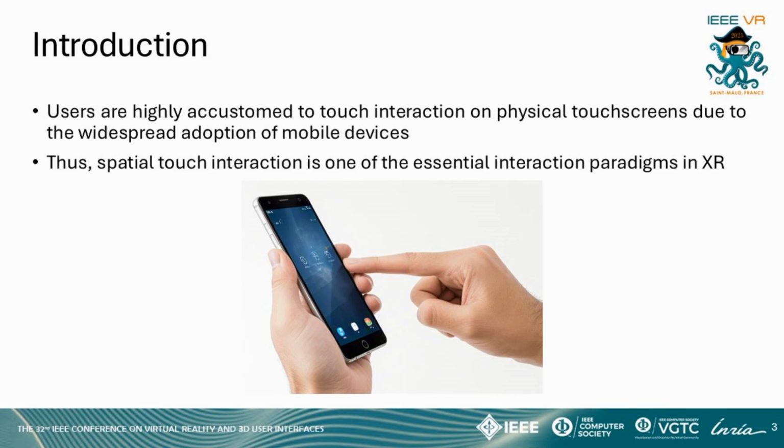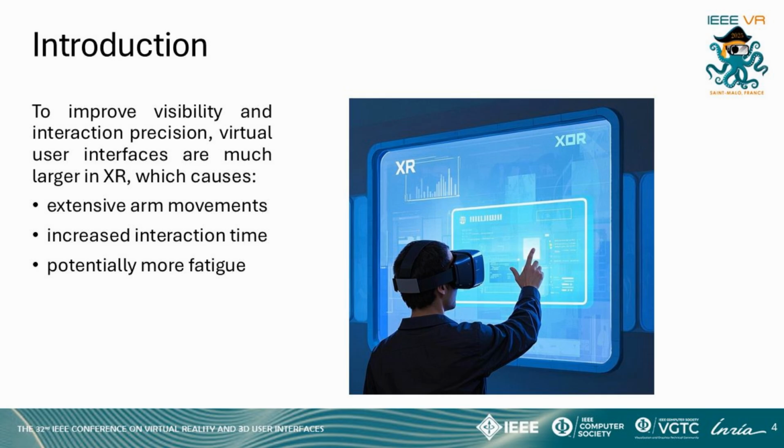Users are highly accustomed to touch interaction on physical touchscreens due to the widespread adoption of mobile devices. Thus, spatial touch interaction is one of the essential interaction paradigms in XR. To improve visibility and interaction precision, virtual user interfaces are much larger in XR. This increased size often results in extensive arm movements when performing spatial touch interaction, especially when performing edge-based gestures for summoning hidden windows, such as the notification center and background applications, which leads to increased interaction time and potentially more fatigue.